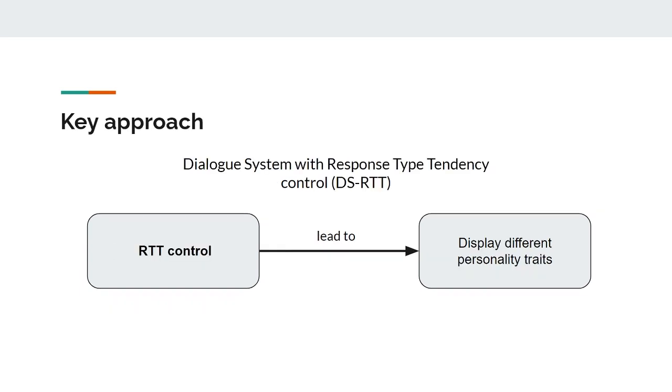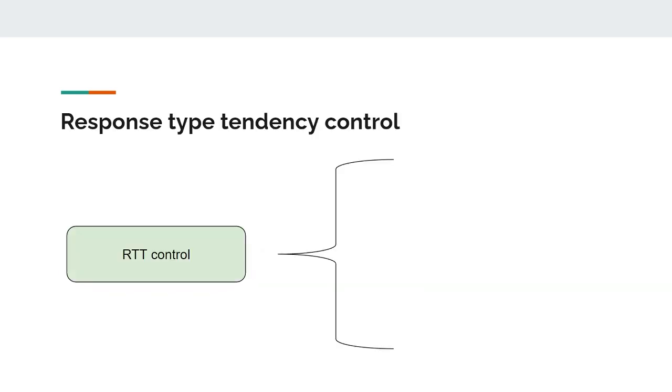The innovation of this project, however, is to use this finding to infuse personality for dialogue systems based on large language models. We intend to use RTT control to make dialogue systems display different personality traits, known as DS-RTTs, dialogue system with response type tendency control. This can be extremely useful in industries where personality control for chatbots is important, like customer service chatbots that need to stay friendly and chatbots in games that need to speak with the personality of characters.